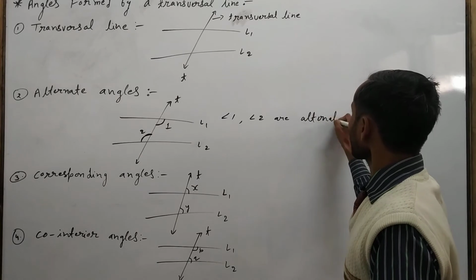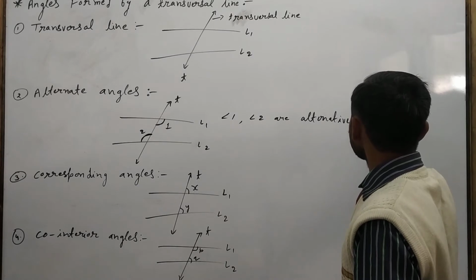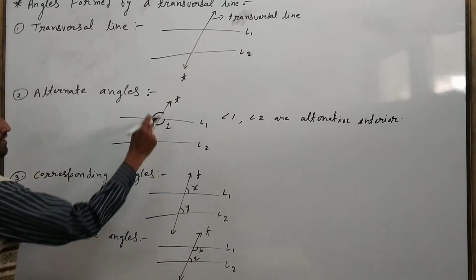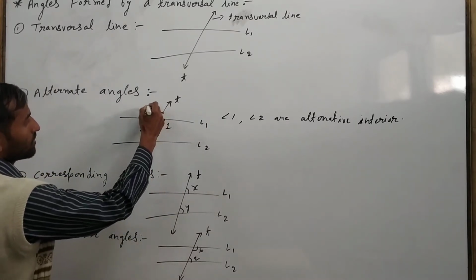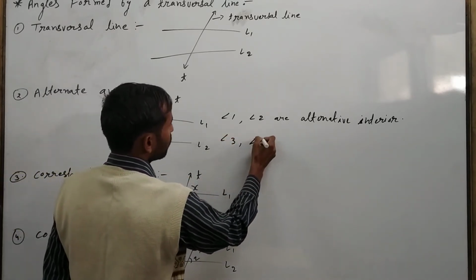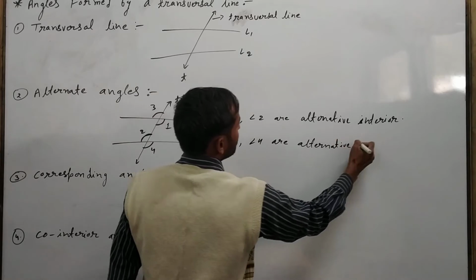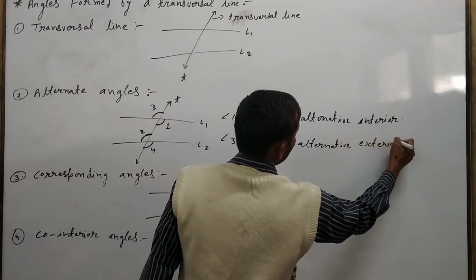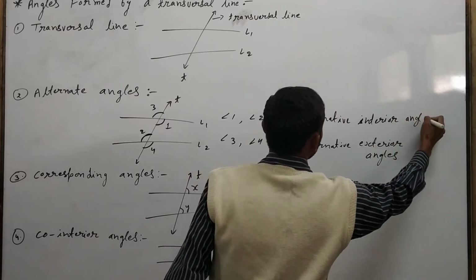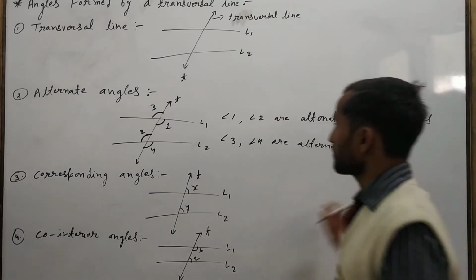Alternate interior angles. After that, if you see in this diagram only, this angle and this angle are called alternate exterior angles. So I will name them here 3 and this one angle 4. So we can say angle 3 comma angle 4 are alternate exterior angles. First, the angle 1 and 2 pair is called alternate interior angles. Angles 3 and 4 are called alternate exterior angles.